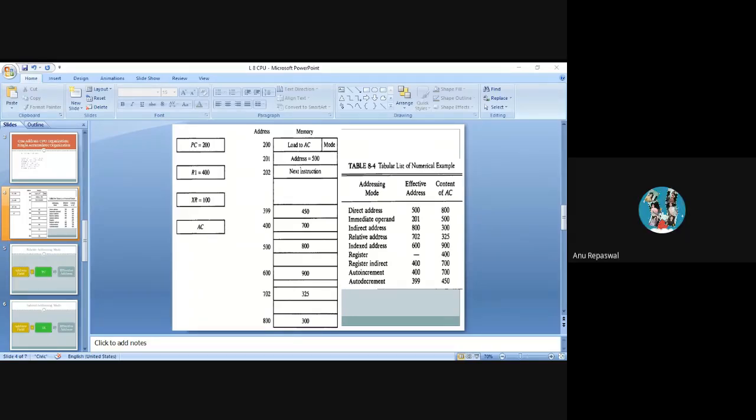Now let's go over to the third addressing mode, that is the indirect addressing mode. Again, that is something that we have done in chapter number 5. So this address tells me the address of the effective address, right? Is that right? So when I go to 500, I get 800. 800 this time is the effective address.